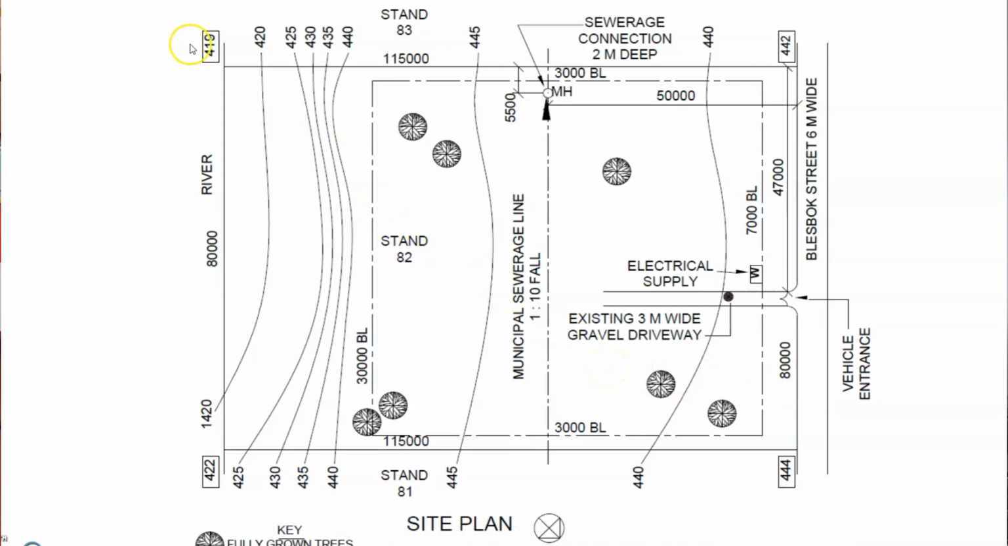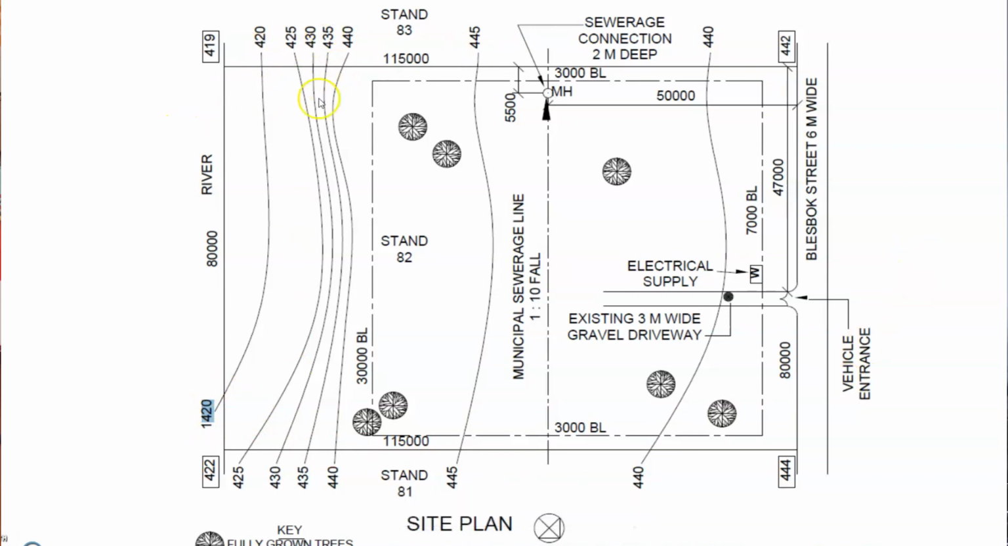I'm sure you've taken the necessary time to read through this. There is one mistake here. This contour height here should only read 420, not 1420. I think some of you have picked that up already. Other than that, it's quite a detailed site plan.